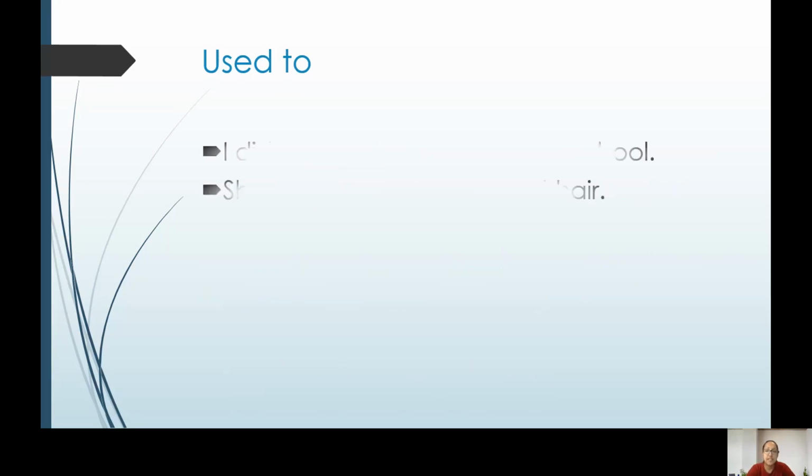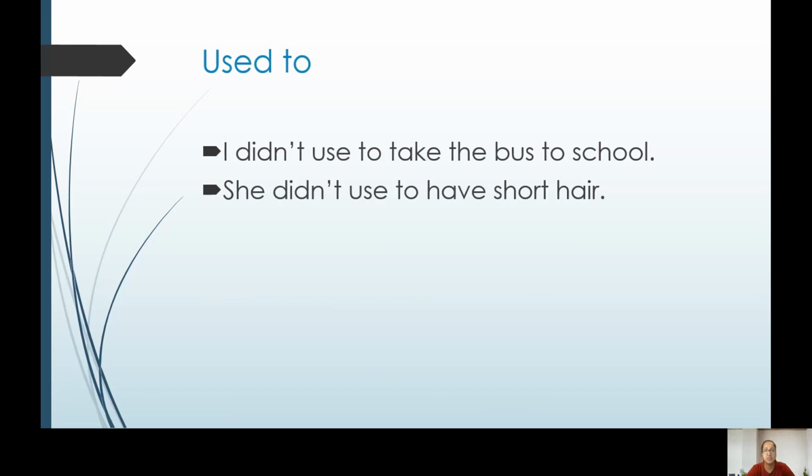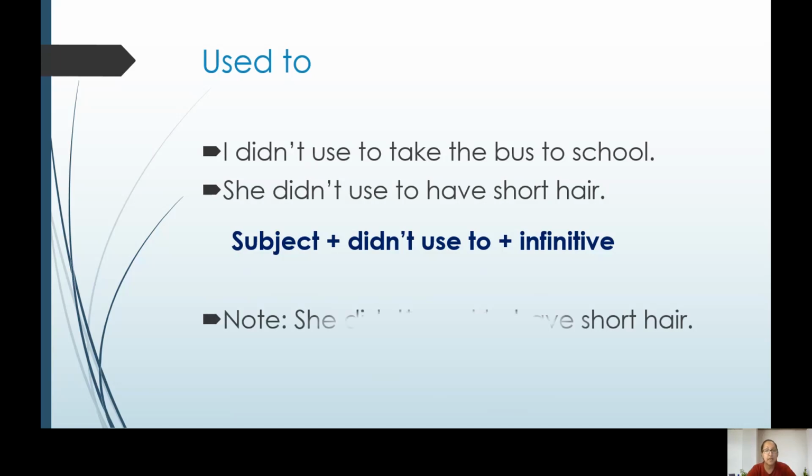Let's look at examples. I didn't use to take the bus to school. She didn't use to have short hair. We form it with the subject, followed by didn't use to, and then the infinitive. A common mistake that people often make is to write, for example, she didn't used to have short hair. We don't need the D at the end of use because didn't is already in the past. We don't need to put the main verb use into the past as well.